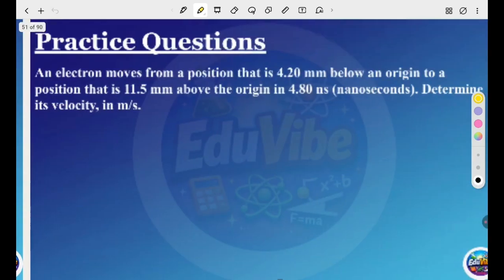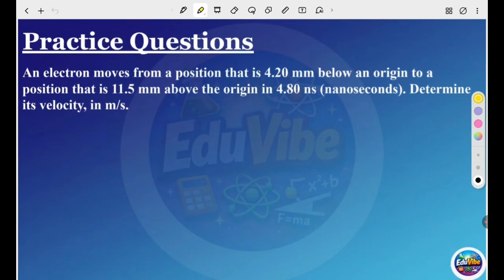Move on to the next question, which tells that an electron moves from a position that is 4.20 mm below an origin to a position that is 11.5 mm above the origin in 480 nanoseconds. Determine the velocity in meters per second.